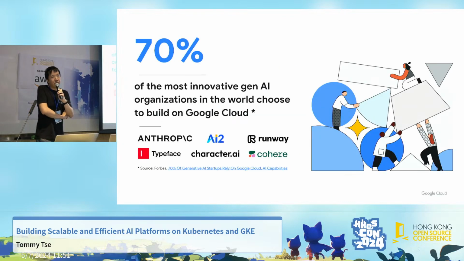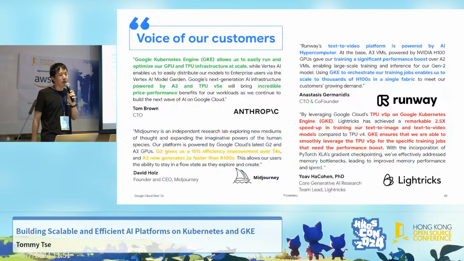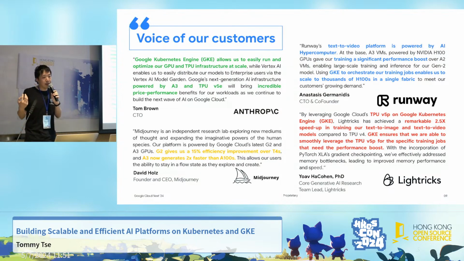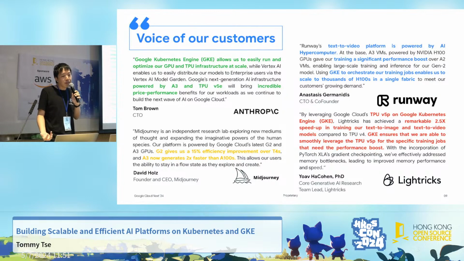You probably don't know that over 70% of the innovative Gen AI companies are running on Google Cloud. Maybe you recognize Anthropic, the maker of the Claude model, who are using Google Kubernetes Engine and also GPUs and TPUs on our platform to do all this. Runway is another customer, doing a text-to-video kind of AI platform. They also use Kubernetes, and they use GKE to orchestrate thousands of H100 GPUs.